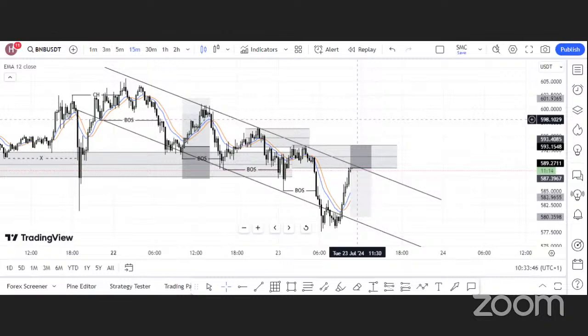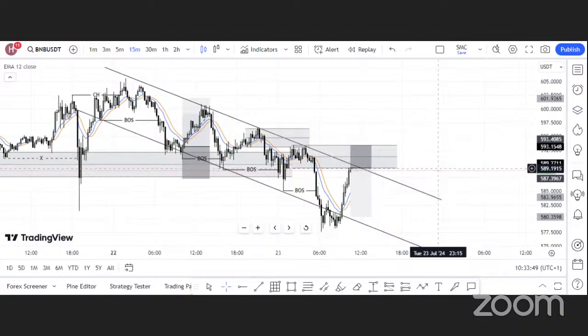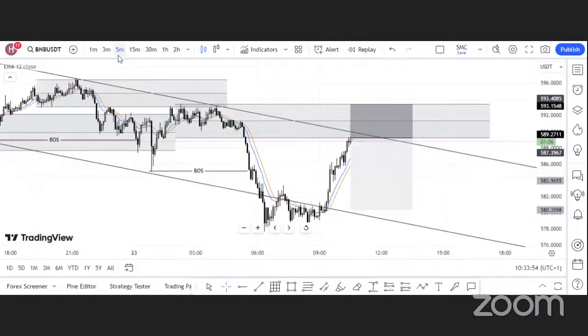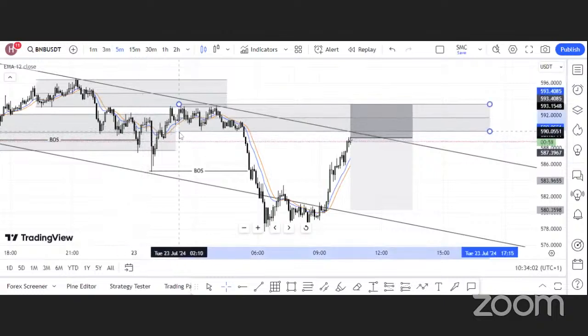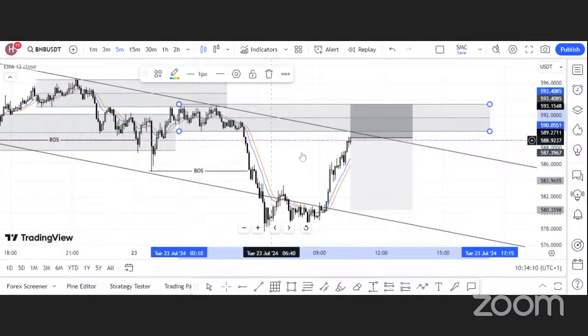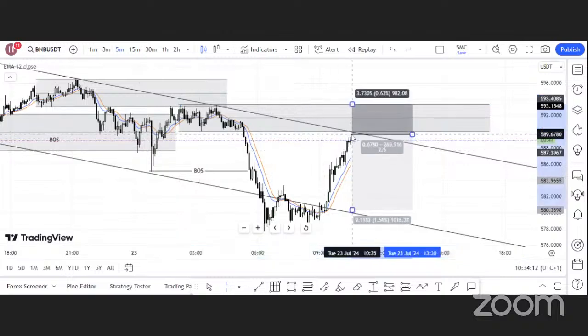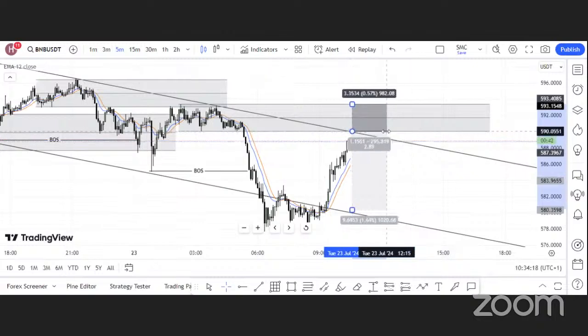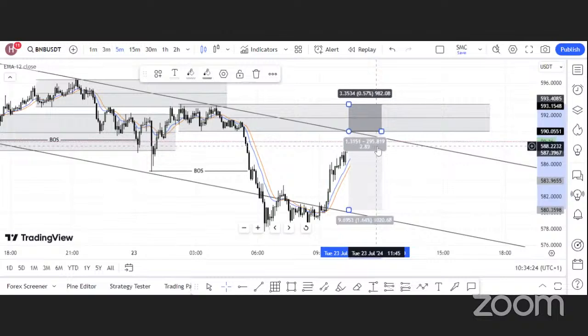So we have a rejection. No, it is not yet a rejection because the candle is still printing. But if we go to the lower time frame, the 5 minutes time frame, I think we can actually set our entry around here. On the 5 minutes time frame, we can set our entry right here.